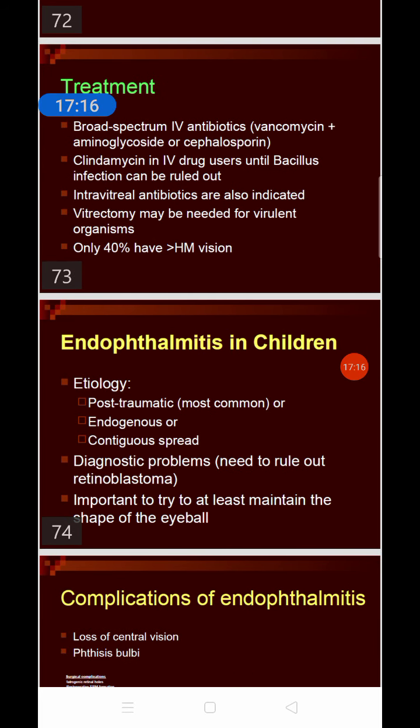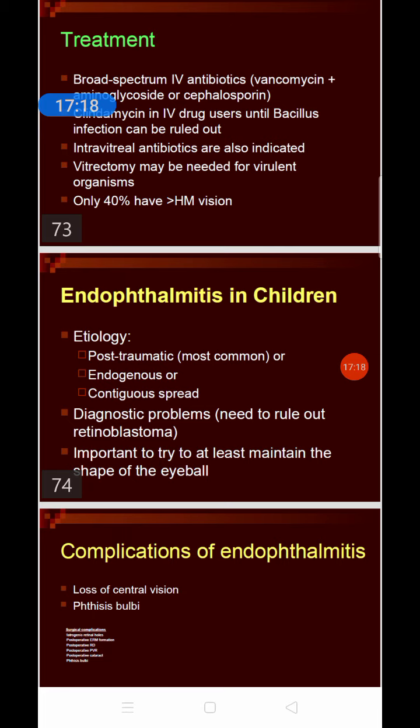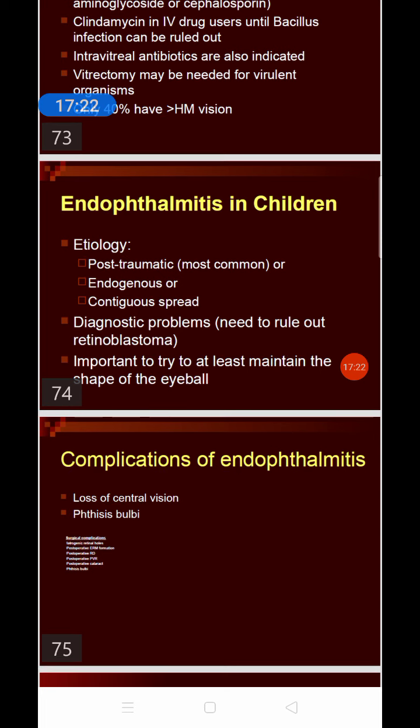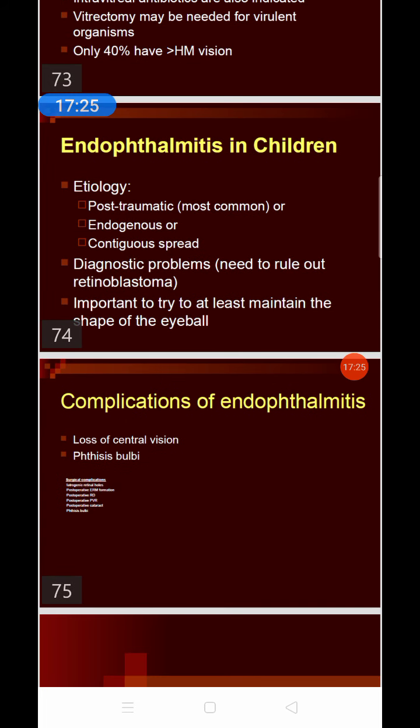Then endophthalmitis in children is usually post-traumatic, endogenous or from contiguous spread. It is important to try to at least maintain the shape of the eyeball.